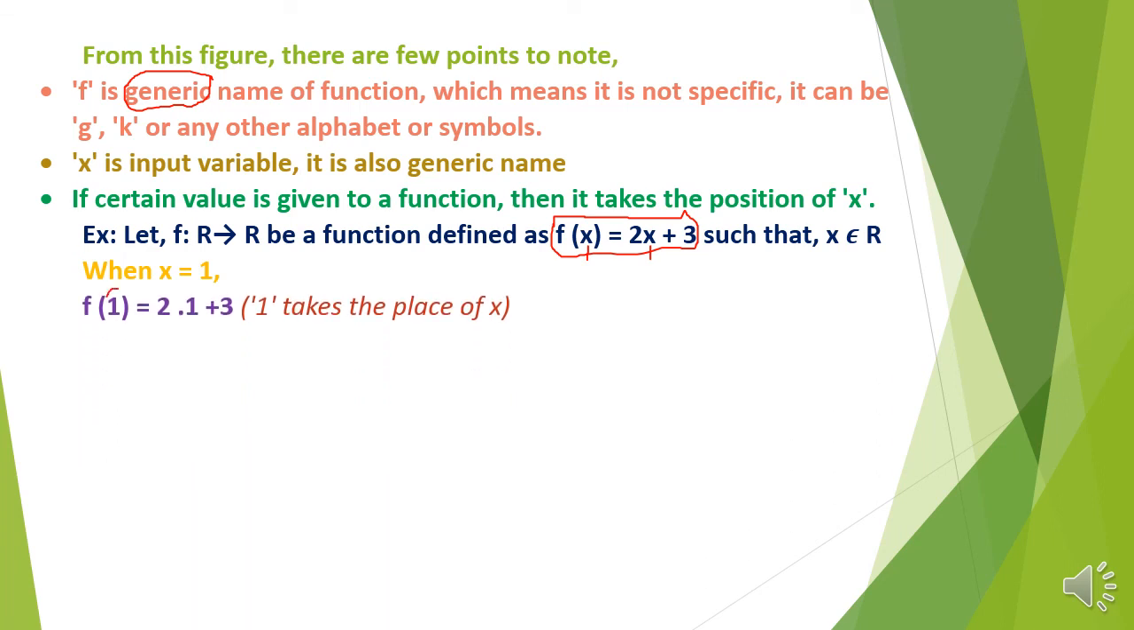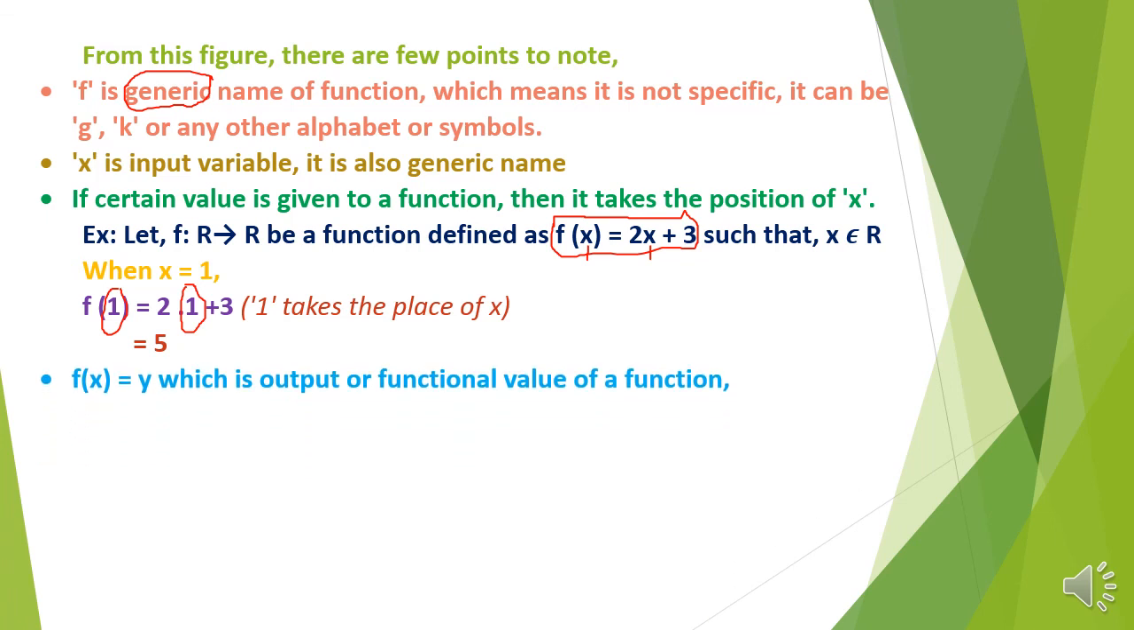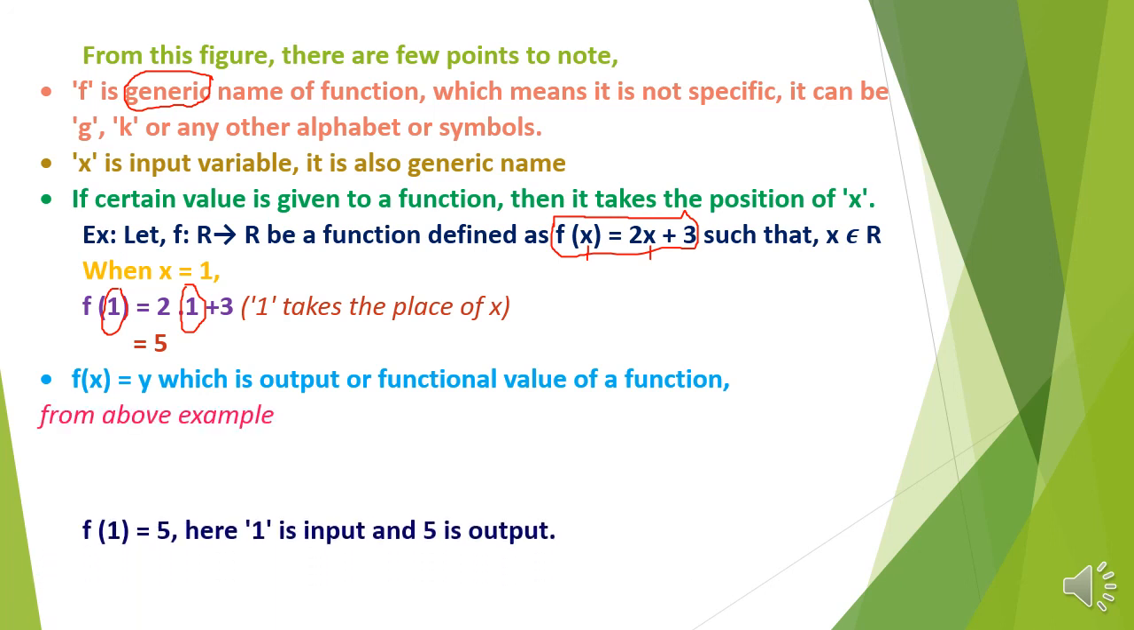You must understand this thing very well. 1 takes the position of x. On simplification we get the result as 5. Now 1 is the input, 5 is the output. Now f(x) is equal to y, which is the output or functional value of a function, and it is called functional value. Now from the above example what we can see is f(1) is equal to 5.